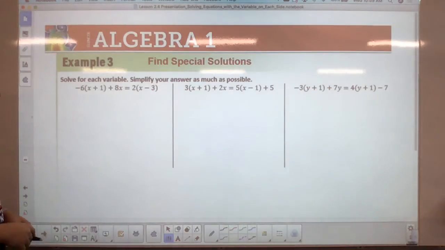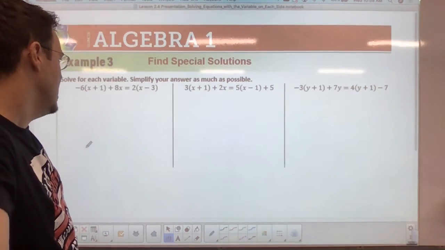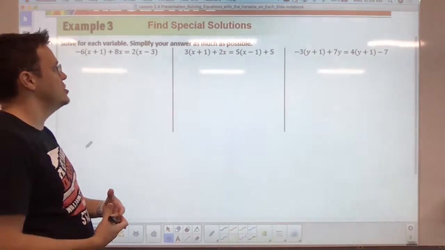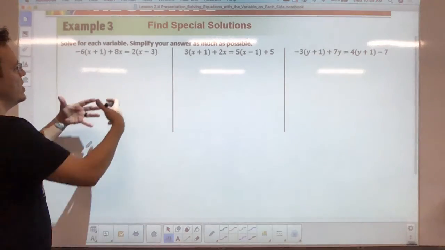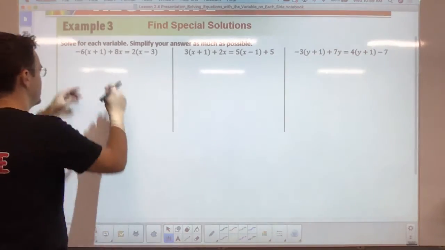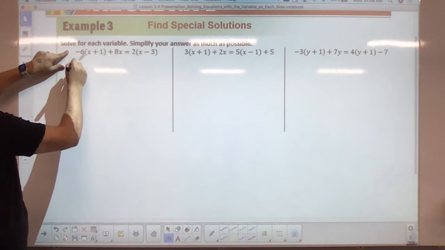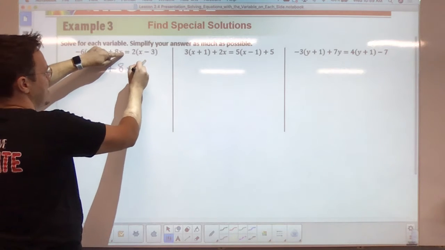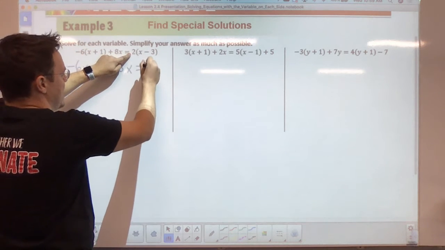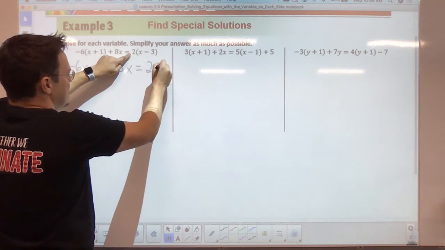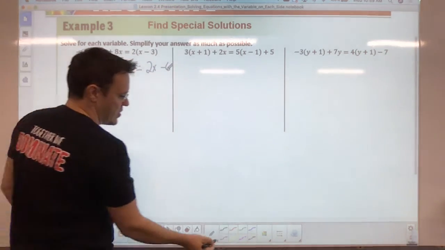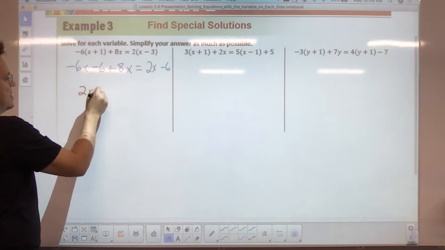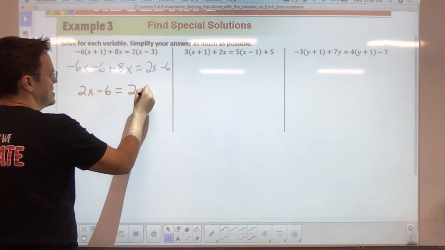Now sometimes we are going to have special solutions, okay? Where we run into either an all real numbers situation or a no real solution, and I'll explain both of those, because let's simplify these just like we have been doing, right? So do the distribution. This is negative, right? So this is going to be -6x, that's -6 plus 8x equals, and then we'll do 2x and a 6, right? So we got 2x minus 6. Combine these terms first on this side. When you do that, you get 8 minus 6 is 2x minus 6 equals 2x minus 6.